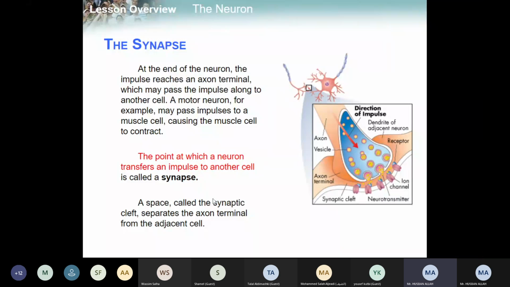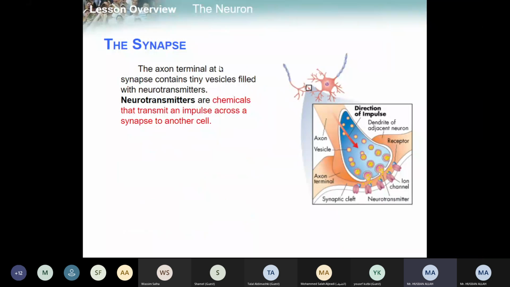A space called the synaptic cleft separates the axon terminal from the adjacent cell. There is a space which separates the axon terminal of one neuron from the adjacent cell, meaning the dendrite of the adjacent cell. That space is called the synaptic cleft. You can see this area in the diagram. This is called the synaptic cleft. Clear?